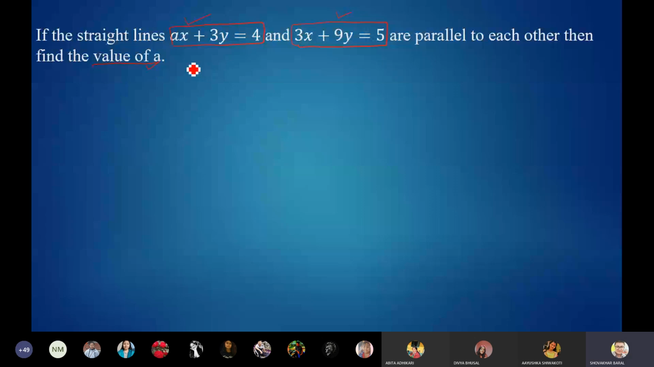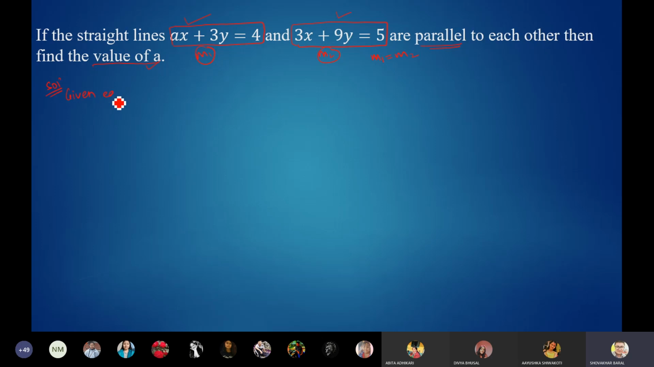How to find it? First of all, find the slope of this line, also find the slope of the other line, and use the condition that the slopes are equal. Use m1 = m2 and you can solve it to find the value of a. Similarly, if it was perpendicular, then you need to use m1 times m2 = -1. So let's solve it.